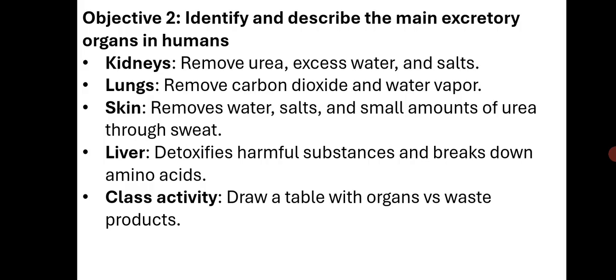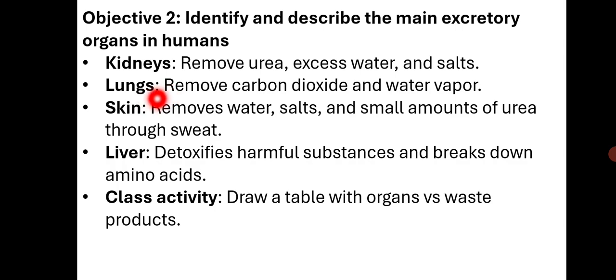The second objective is to identify and describe the main excretory organs in humans. So what organs remove waste in our bodies? Kidneys. Kidneys remove urea, excess water, and salts through urine. Urine contains urea, excess water and salts, as well as uric acid. So when you urinate, you are principally removing urea, waste water, and salts.